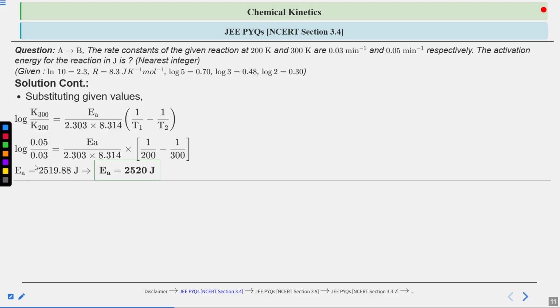Okay, so EA finally is coming out as 2519.88 joules, which you have to give in integer form. Convert to the nearest integer as mentioned in the question. So the activation energy finally will become equal to 2520 joules. Okay, so this will be our correct answer. Let's move to our next question.